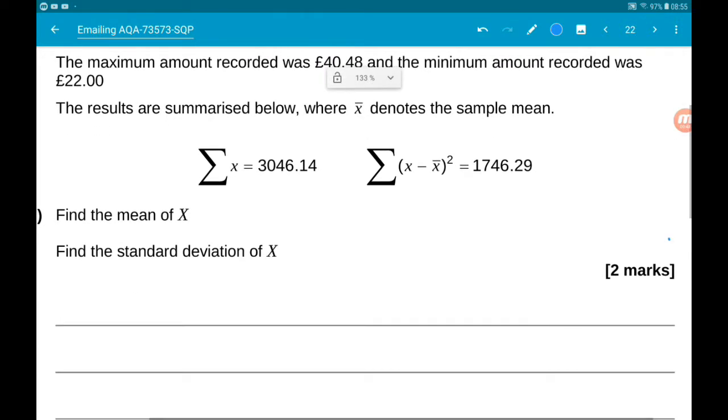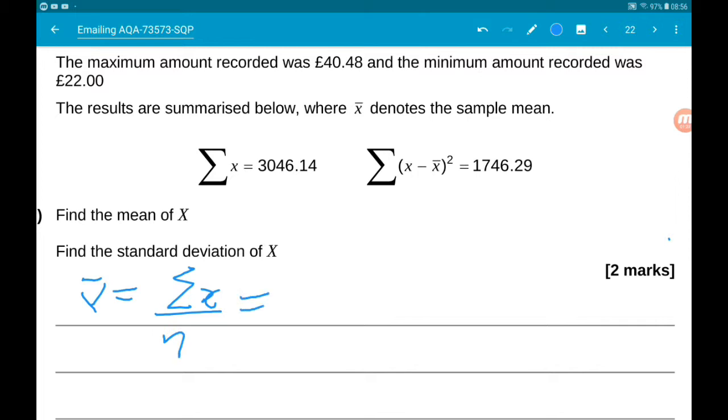So we've got sigma X is £3,046.14, and sigma (X minus X bar) squared is £1,746.29. Part A wants us to work out the mean and the standard deviation. So the mean X bar is sigma X over n.